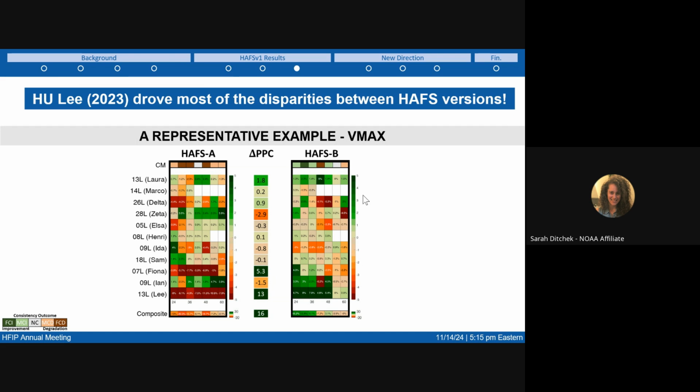By the point in time when these results were analyzed, HAFS V2 was operational. And with that upgrade, as we've heard over the last 2 days, there were various DA, VI, and physics changes.